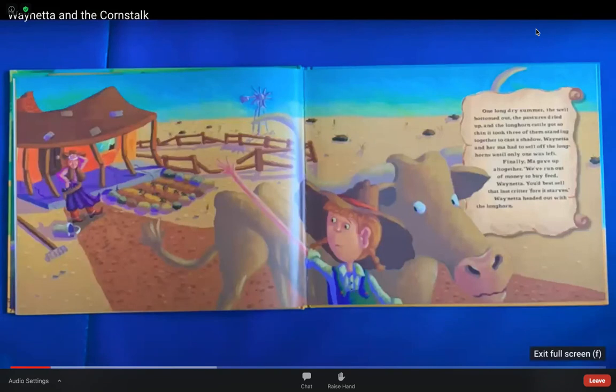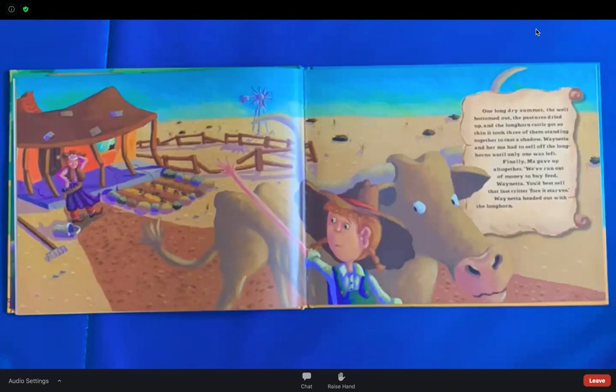Whenetta and her ma had to sell off the longhorns until only one was left. Finally, Ma gave up altogether. "We've run out of money to buy feed, Whenetta. You'd best sell that last critter before we starve." Whenetta headed out with a longhorn.